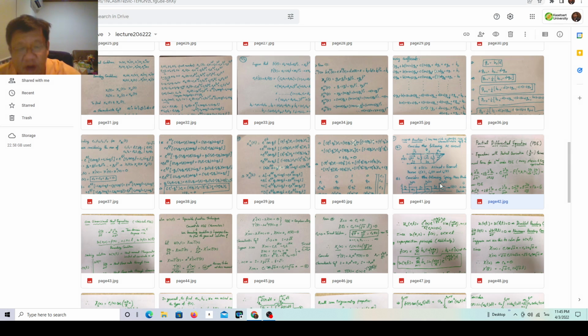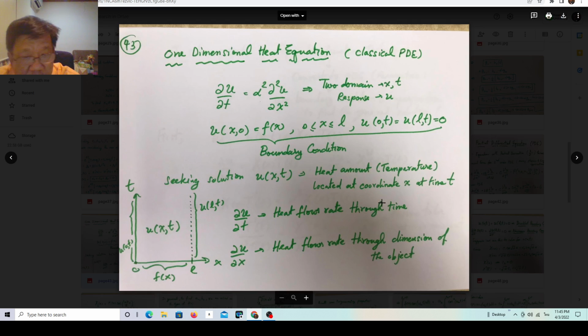Okay, sorry, hold on, wait for a while. This is the way we look at this problem mathematically, but actually this is a classic problem derived by mathematical physicists.